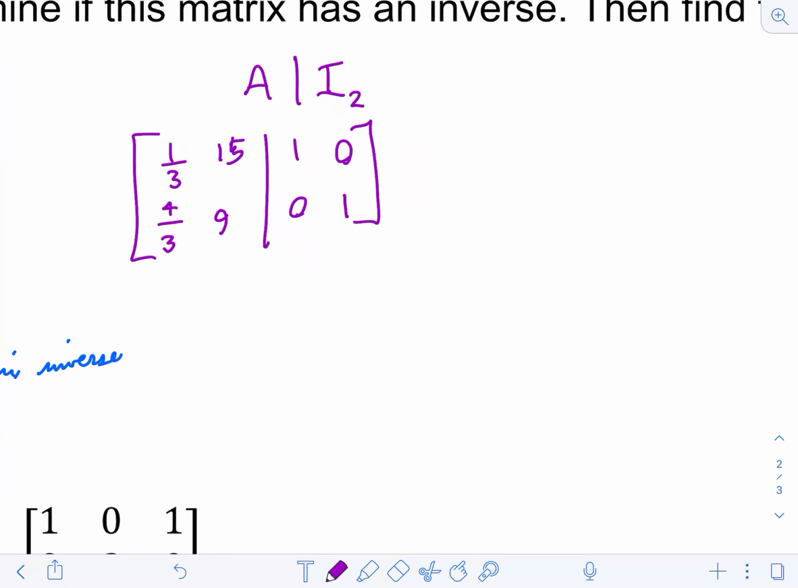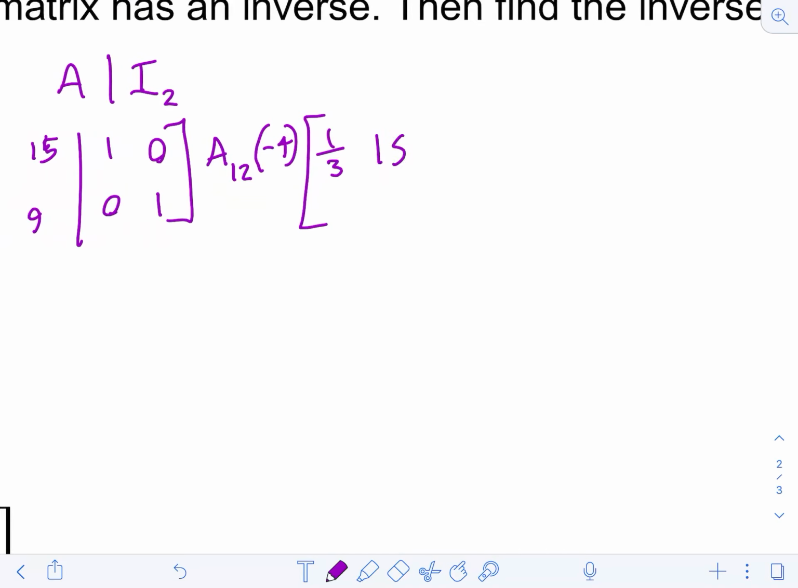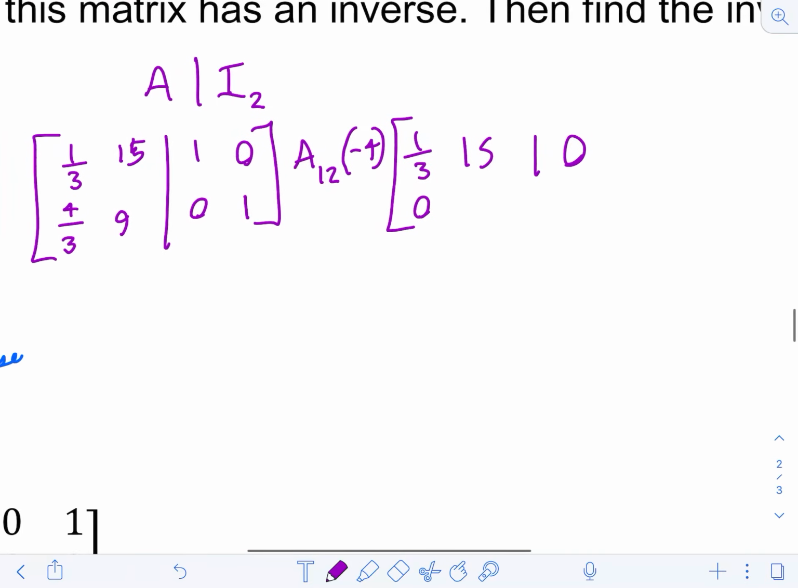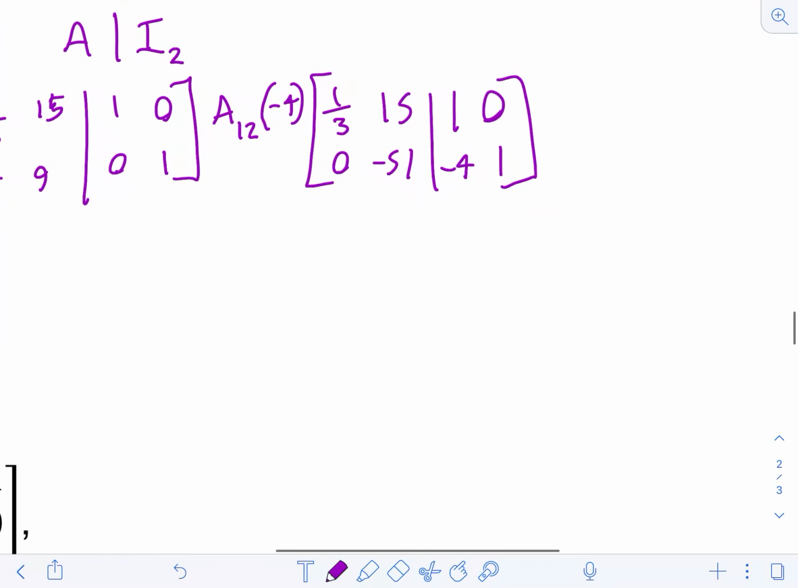So I'm going to just go through the process here. This one I'm going to do very quickly, not really explain my actions, because I don't want to run out of time. So we're going to add row 1 to row 2, multiplying it by -4. That'll get rid of the 4/3. We end up with 1/3, 15, 1, and 0. On the bottom, we'll end up with 0, and 15 times -4 is -60, plus 9, which is -51. And -4 times 1 is -4, plus 0 is -4. So we just added row 1 to row 2.